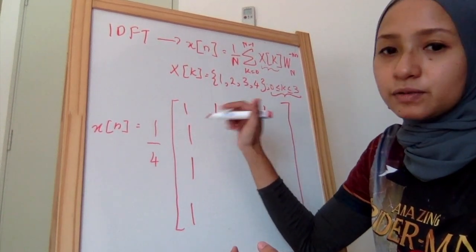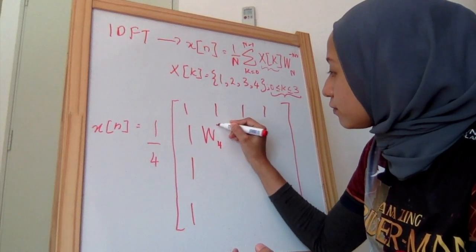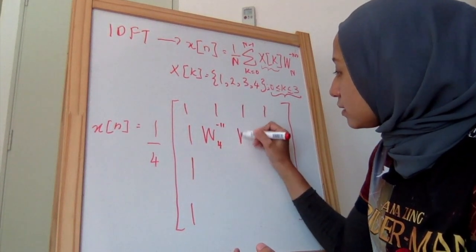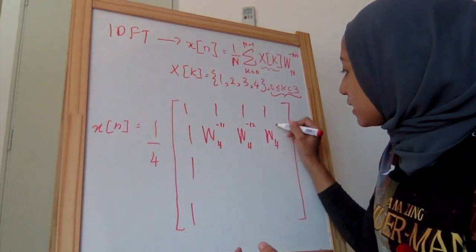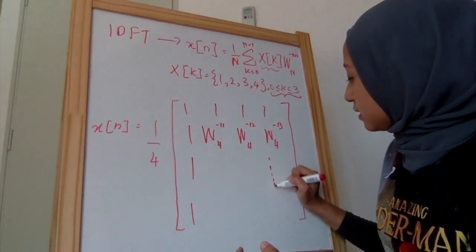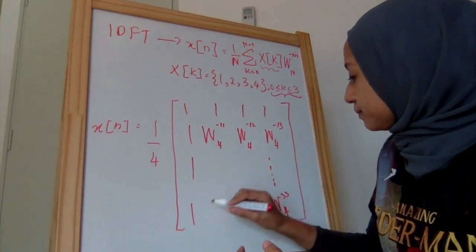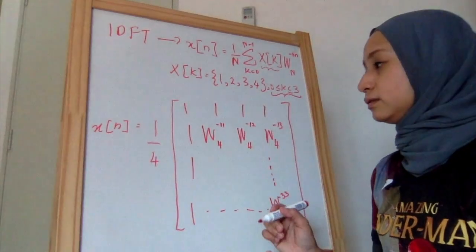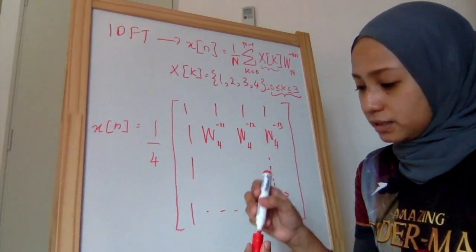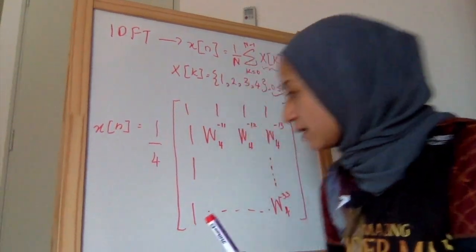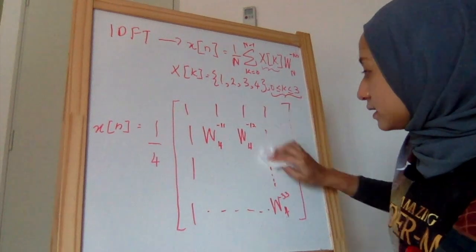Okay, this is W4 0. Next here we have W4 minus 1, 1. W4 minus 1, 2. W4 minus 1, 3. Until W4 minus 3, 3. Even if it is minus, you don't have to worry. You just have to apply the basic equation of W4. Same thing.